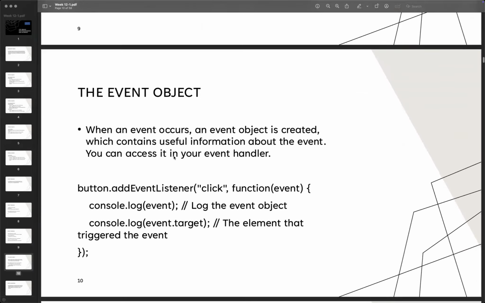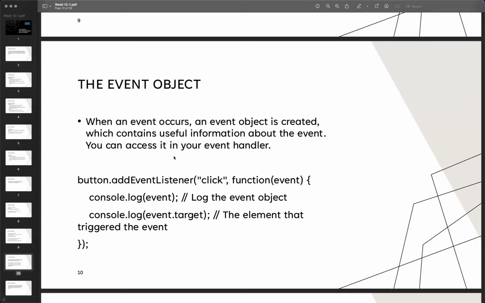After you know what the event is and how we can handle it, the next topic is the event object. When the event occurs, an event object is created. It contains useful information about that event, and you can access it in your event handler. When you click on the button, you add the event listener and pass the function, and then we pass the event. This will be the object. You can log it, and you can also check one of the values inside, called target, the element that triggered the event.